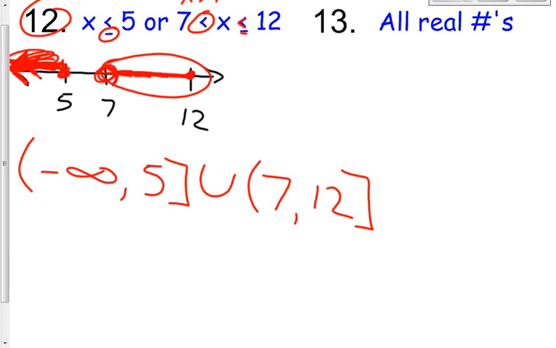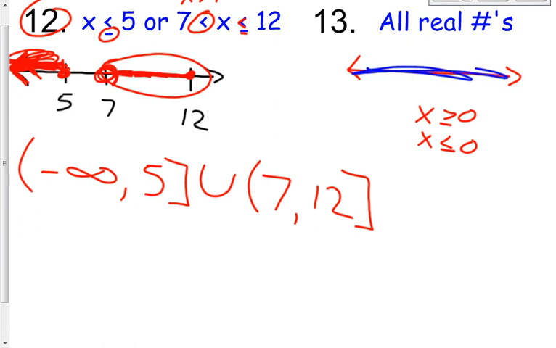Last one, number 13, when something is all real numbers, which means, well, I don't even know how to explain this, but on a number line, if we were to say x is greater than or equal to 0, or x is less than or equal to 0, well, there's no value that doesn't work. Any value you pick would be greater than or equal to 0, or it would be less than or equal to 0. So your number line has everything on it. Everything works in here. So that means we would say every real number works. We would say all real numbers.